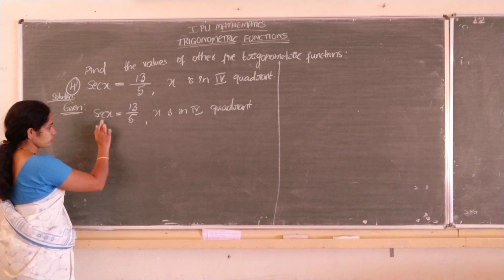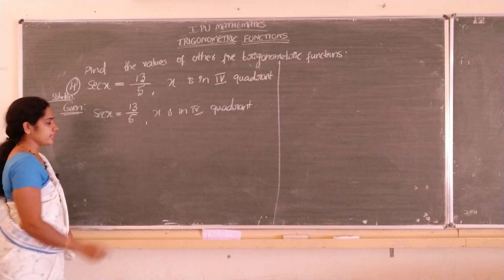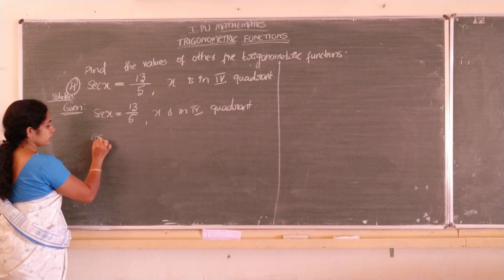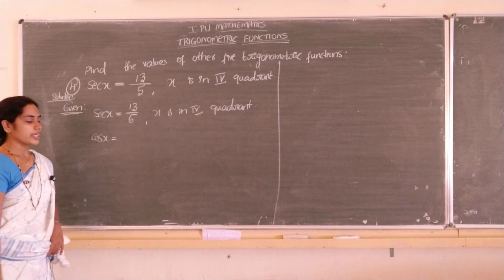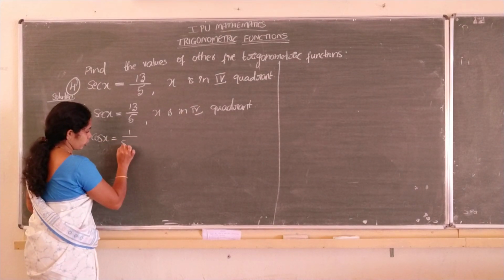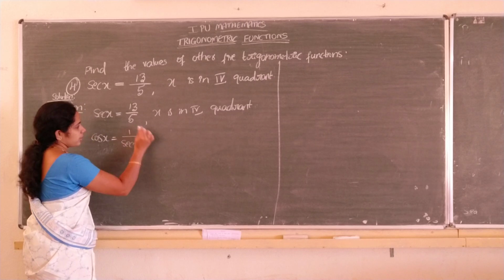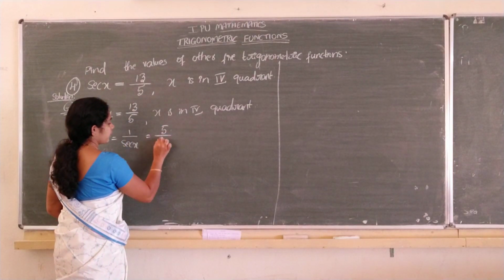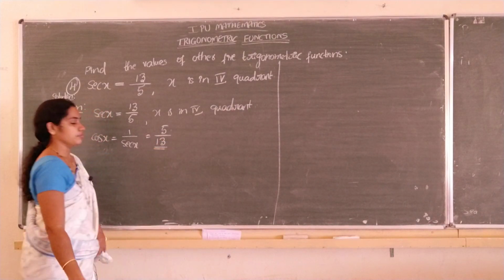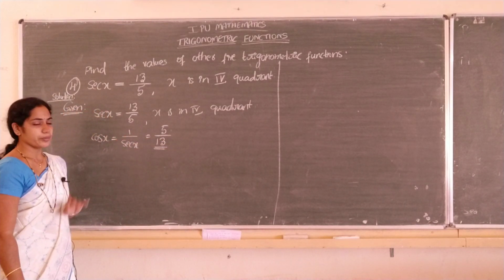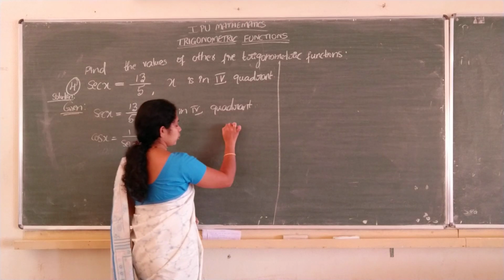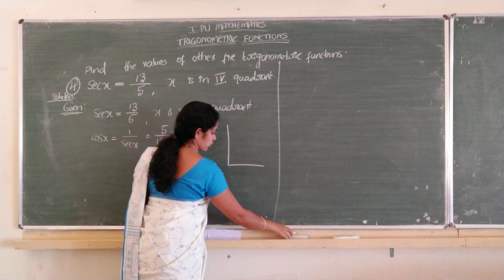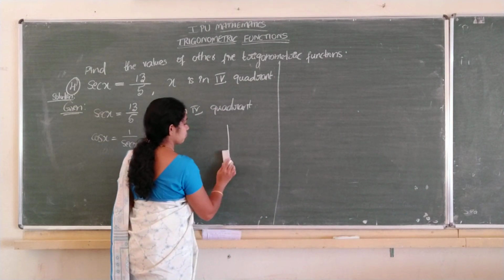Now, if we have secant x, can we write cos x directly? Correct. Cos x is equal to 1 by secant x, the reciprocal of this, that is 5 divided by 13. Cos x is 5 by 13. Now, to find out other trigonometric functions, make a triangle.